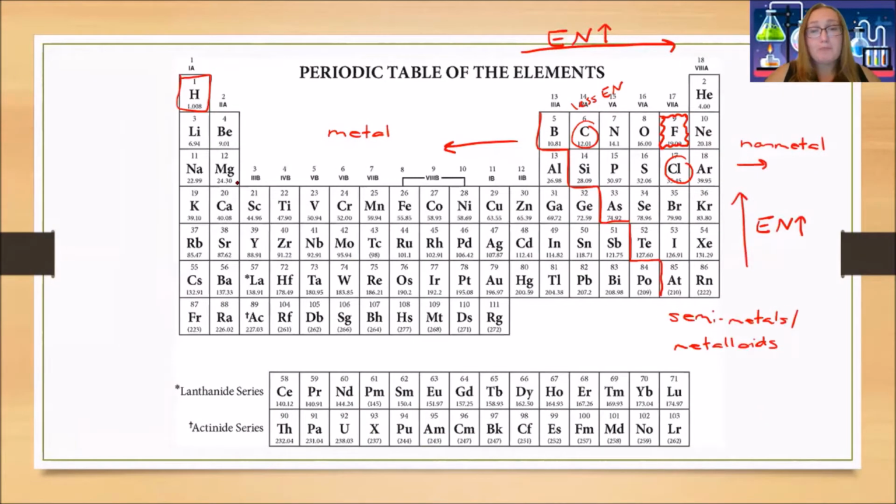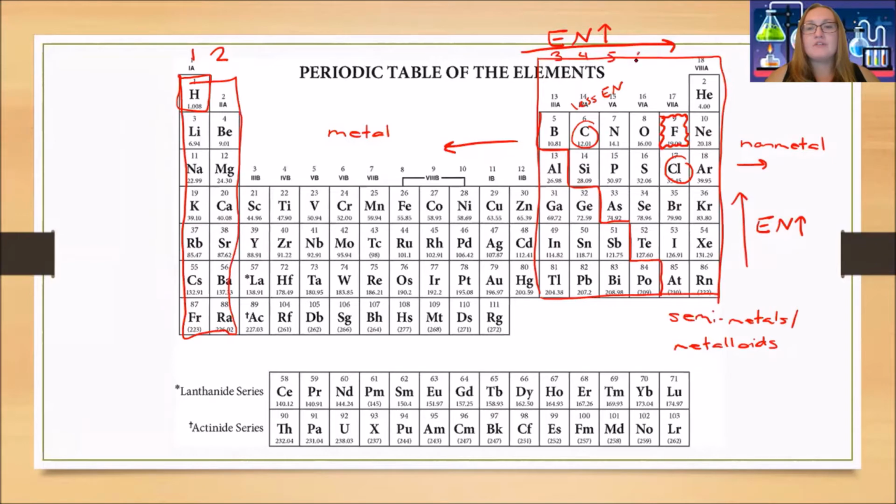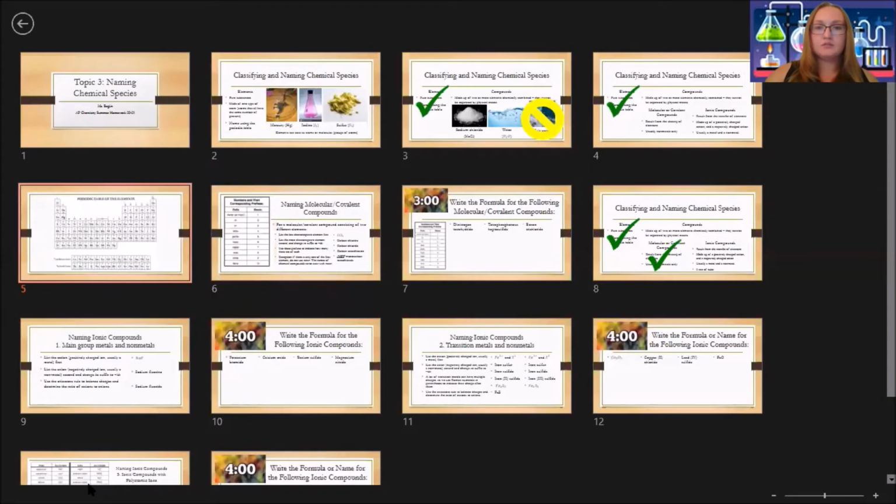So, main groups are basically the towers on the periodic table. This is group 1, group 2, group 3, group 4, group 5, group 6, group 7, group 8. These are the main group elements. They're the groups that we're most commonly going to work with. Let's go back.